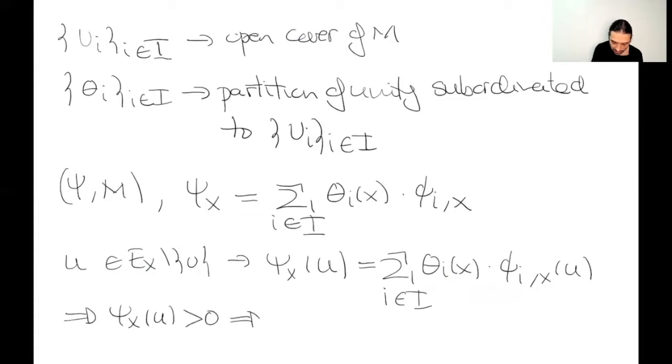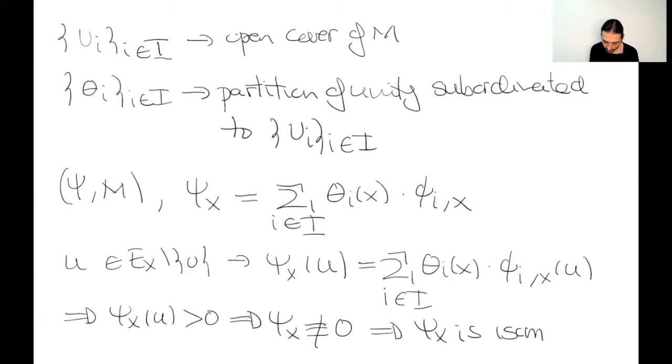But this implies that psi of x is not the zero map, and since psi of x is a linear map between two vector spaces of dimension 1, then psi of x is necessarily an isomorphism, right? It's a linear isomorphism for every x in M. And that's it. We get our vector bundle chart. And as a consequence, psi M is a vector bundle chart.